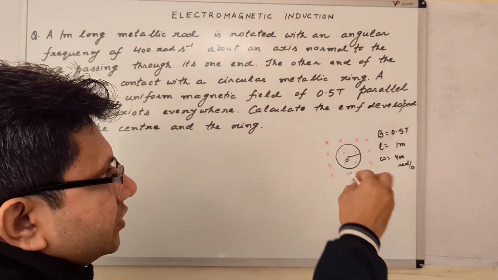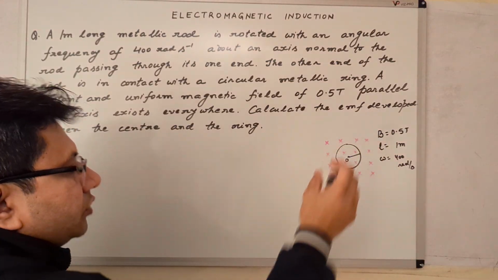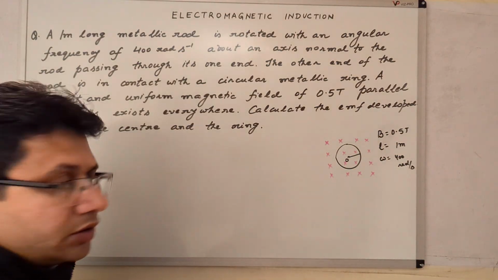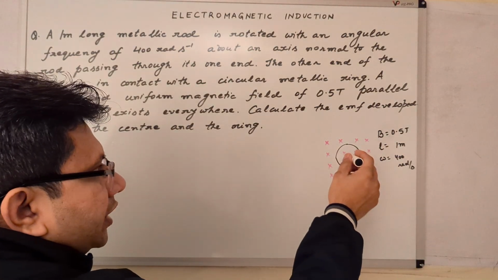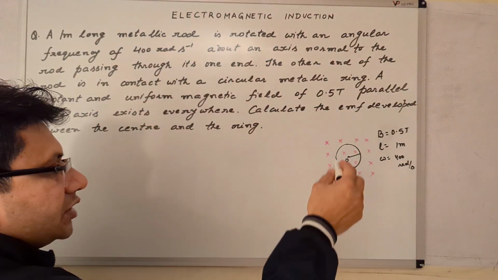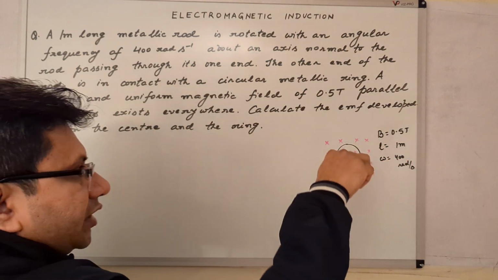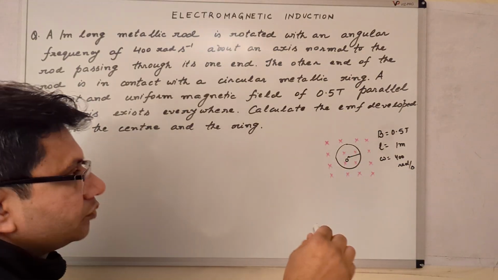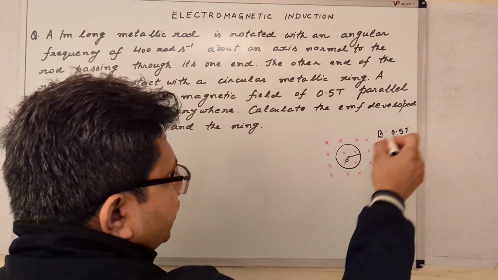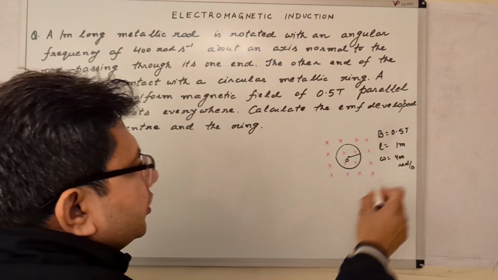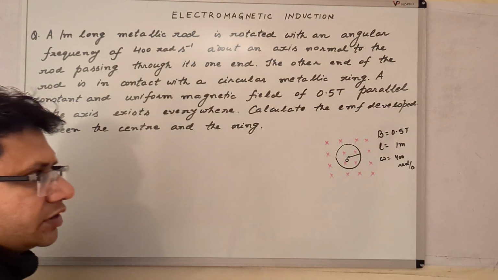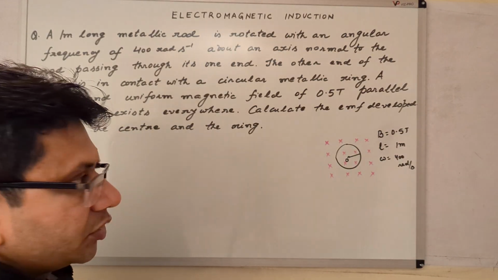The magnetic field is along this direction, which is along the axis passing through the center. So it means we can take either the outgoing direction or the incoming direction, but it is along the axis. So B is equal to 0.5 Tesla, it is given, and the angular frequency is given as omega equal to 400 radian per second.